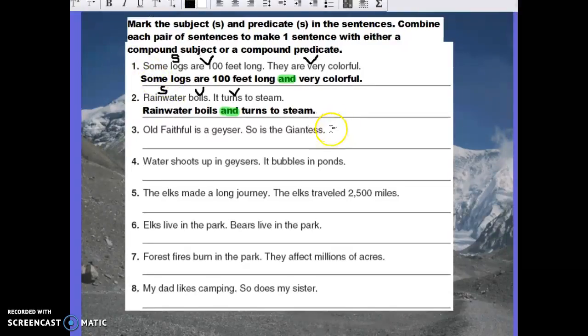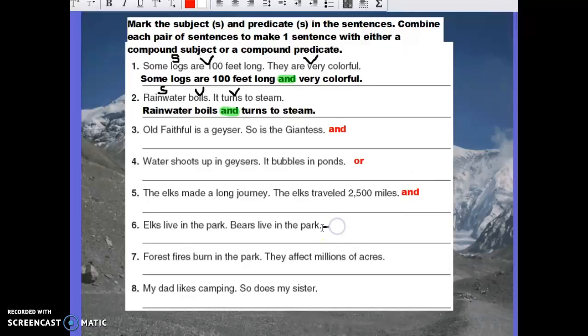Boys and girls, I am going to tell you which conjunction to use with each of your sentences right here, okay? So in number 3, you're going to combine these sentences using the word and. Let's make this red so it stands out. There we go. In number 4, you're going to use the conjunction or. In number 5, you need to use and.